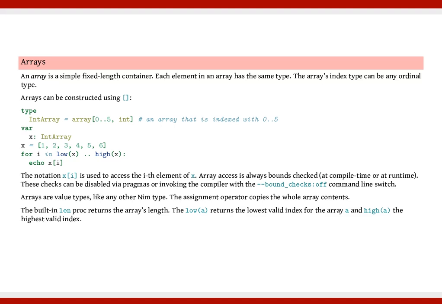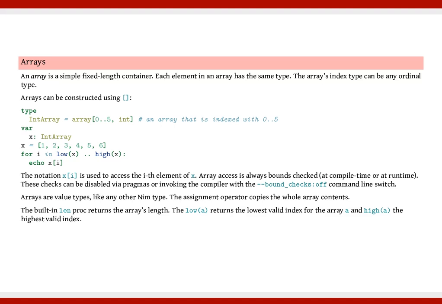for i in low(x)..high(x): echo x[i]. The notation x[i] is used to access the i-th element of x. Array access is always bounds checked, at compile time or at runtime. These checks can be disabled via pragmas or by invoking the compiler with the --boundChecks:off command line switch.